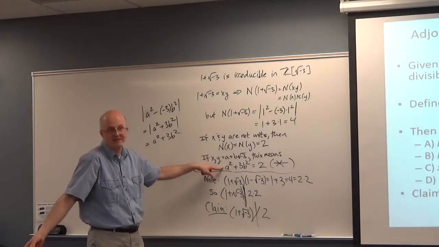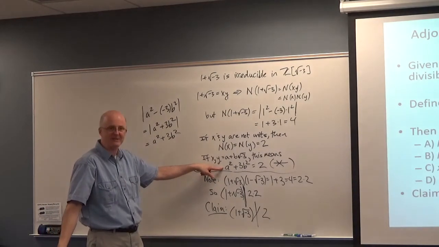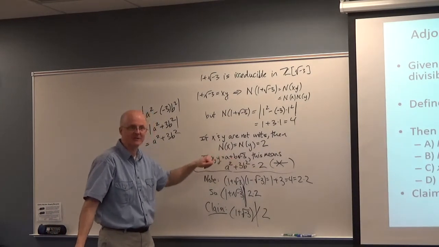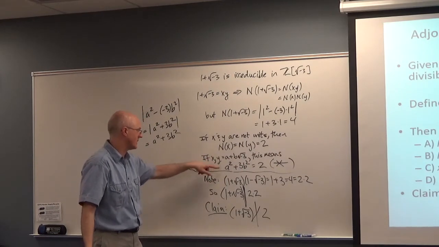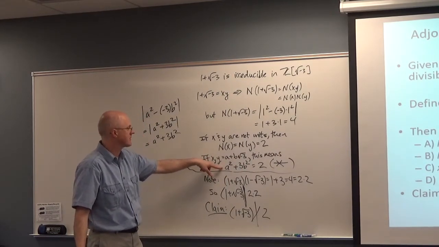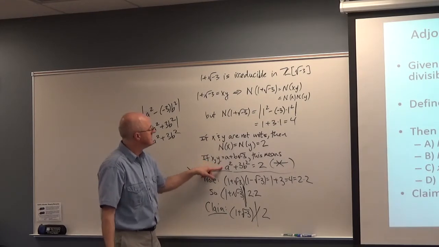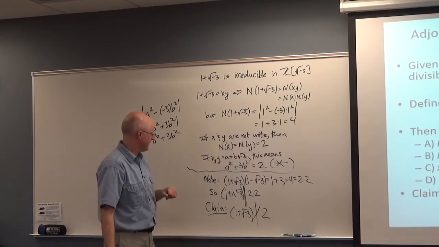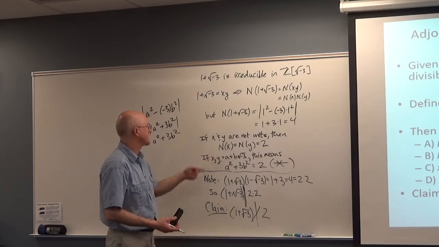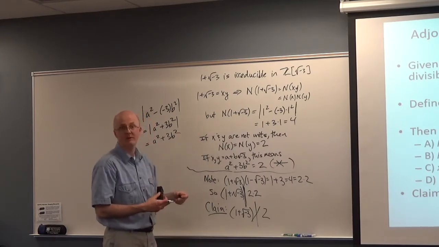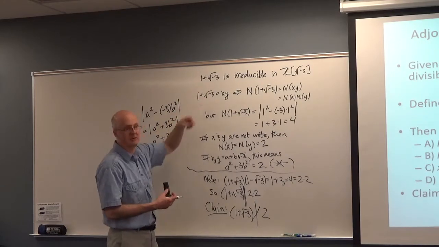That's impossible, right? There's no way that can happen. No way they can give you 2. 2 is not a perfect square. And it's not a perfect square for sure of an integer. It's not a perfect square of a whole number, or of a rational number either. There's no a and b that can give you that. So that's a contradiction. It means either x or y must be a unit. So therefore this thing must be irreducible.